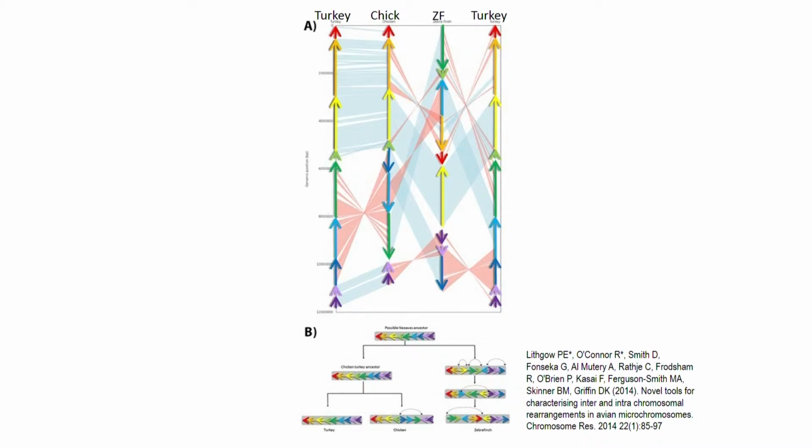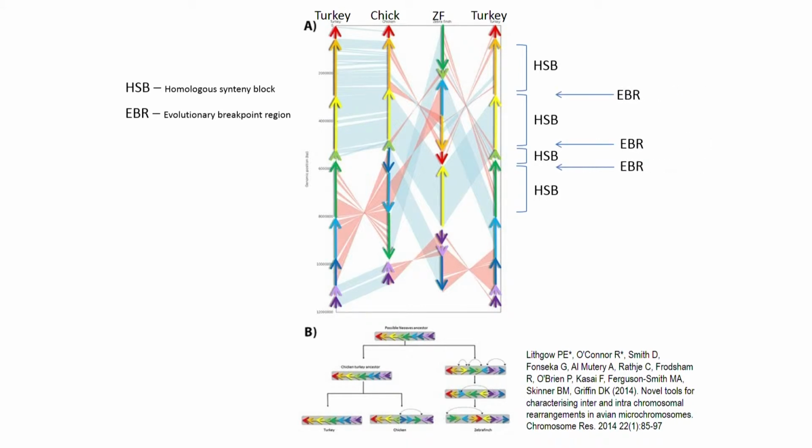Well, I'll just use 3 birds here. This is from a paper that we published in 2014. Chicken versus turkey versus zebra finch, back versus turkey again. The blue bits mean that the sequences are in the same orientation, whereas the red ones, as I said before, represent an inversion. When we study these things, we look for 2 things. The first are the homologous synteny blocks, and the second, the evolutionary breakpoint regions. So in this diagram, the HSBs are represented by these colored arrows in rainbow colors, and those are delineated by the EBRs, the evolutionary breakpoint regions.